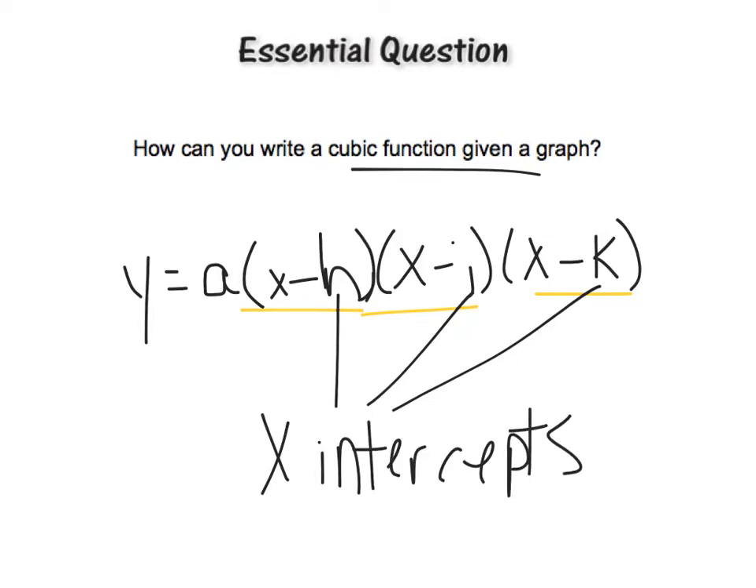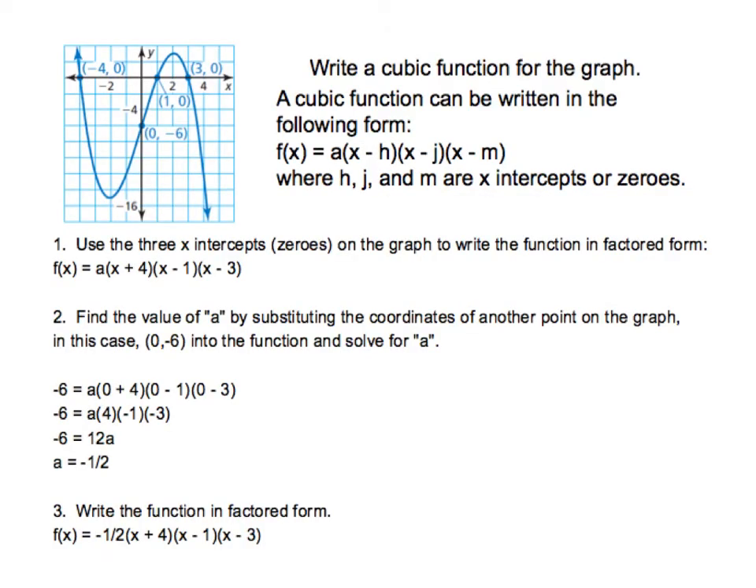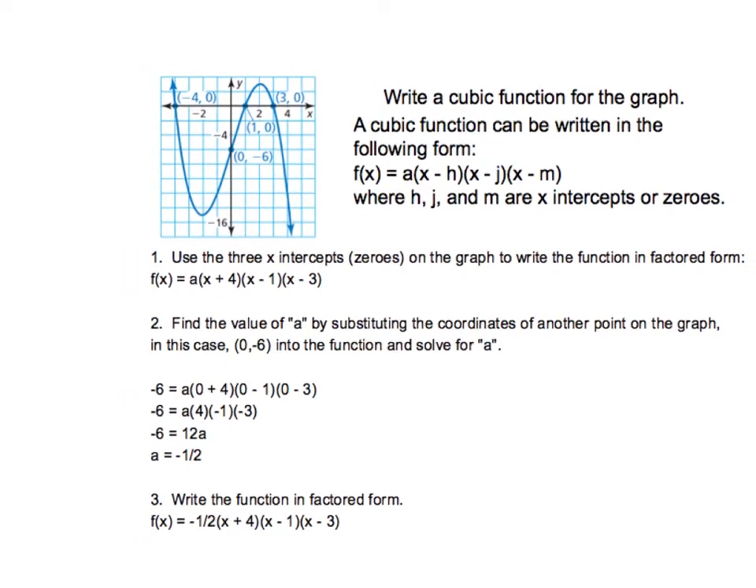Okay, so what we are going to do is look at a graph. And this example on this page is just going through the steps. Nothing that you have to do. We're just going to talk about what is actually going on. So to write a cubic function, there's that formula up here again: f of x equals a times (x minus h) times (x minus j) times (x minus m). Well, I think I called it k on the last slide, but same idea.